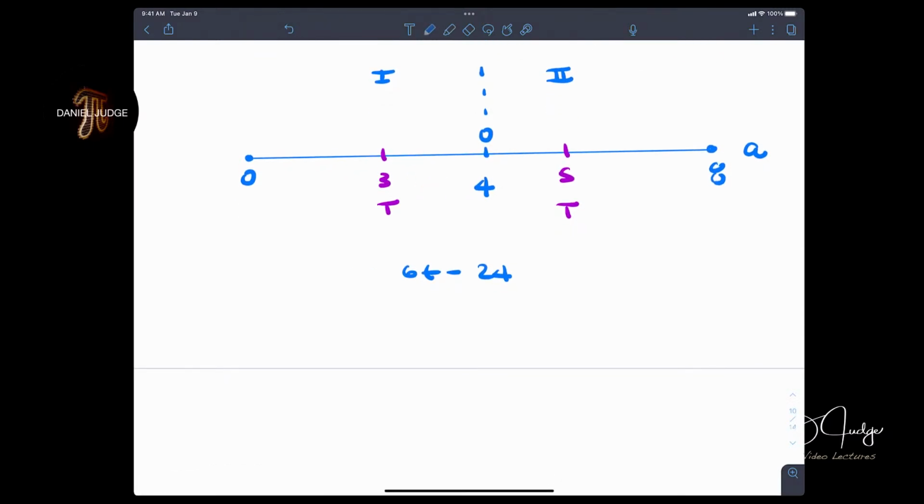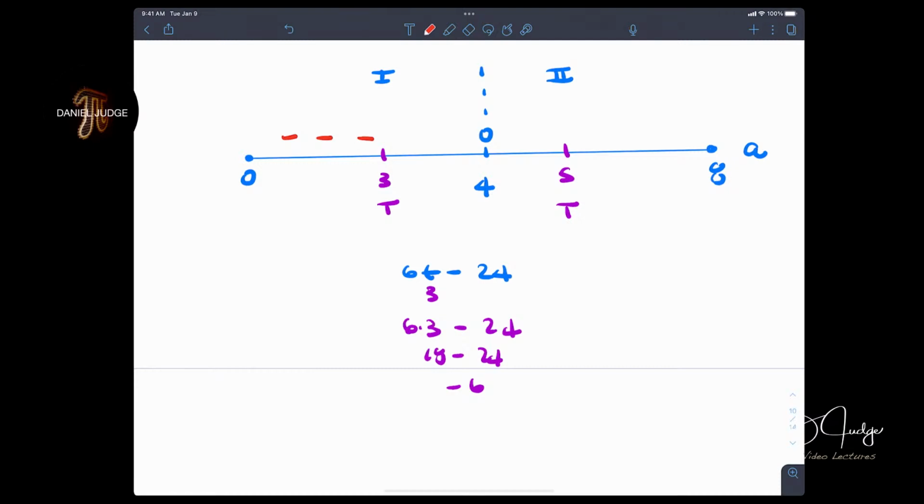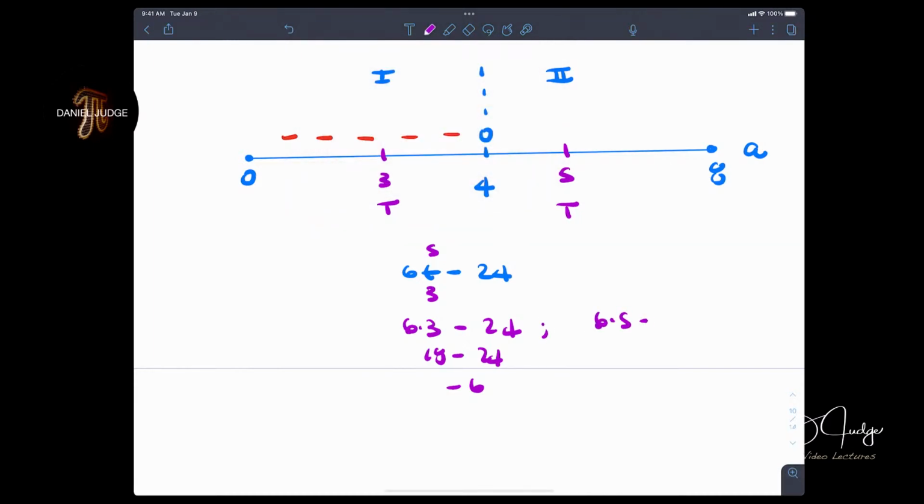So the test point here now, if we use 3, we get 6 times 3 minus 24. We get 18 minus 24, and that is -6. So my acceleration is negative in region 1. If I test 5 now, we'll put it over here. 6 times 5 minus 24 is 30 minus 24, and that answer is +6. So region 2 is positive.